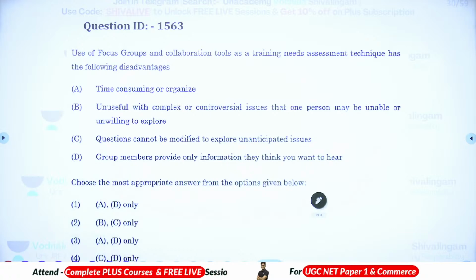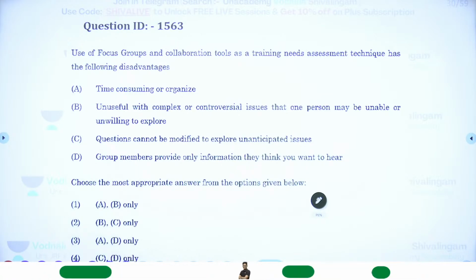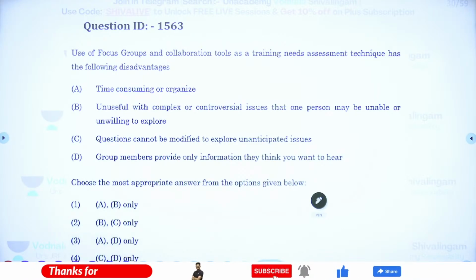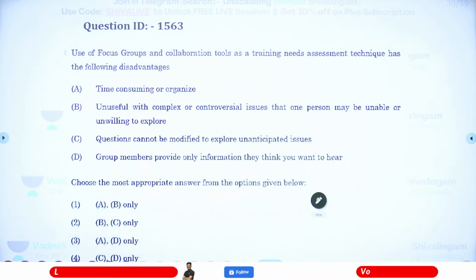Next. Use of focus groups and collaboration tools as a training needs assessment technique has the following disadvantage.